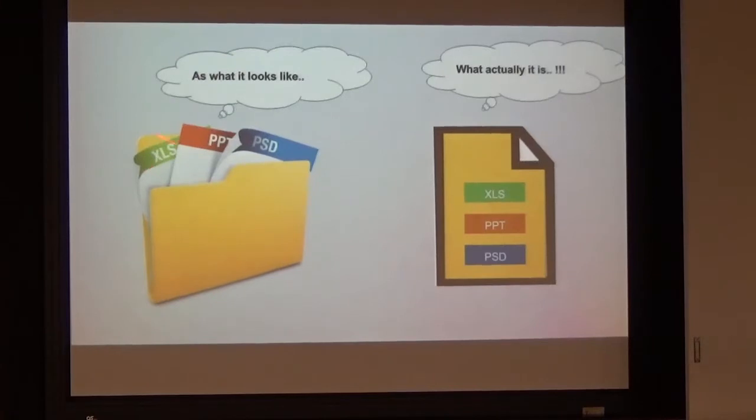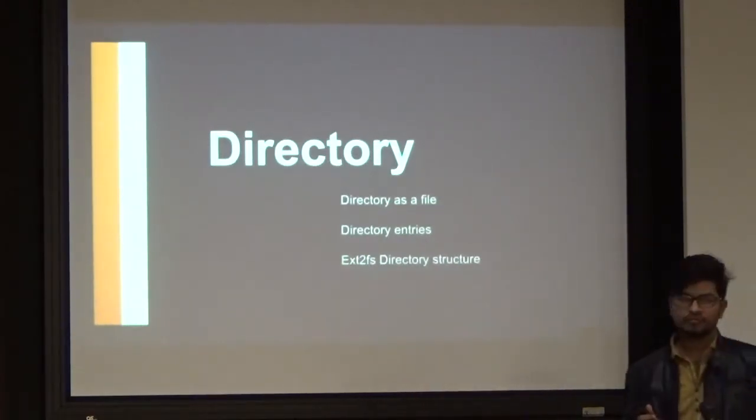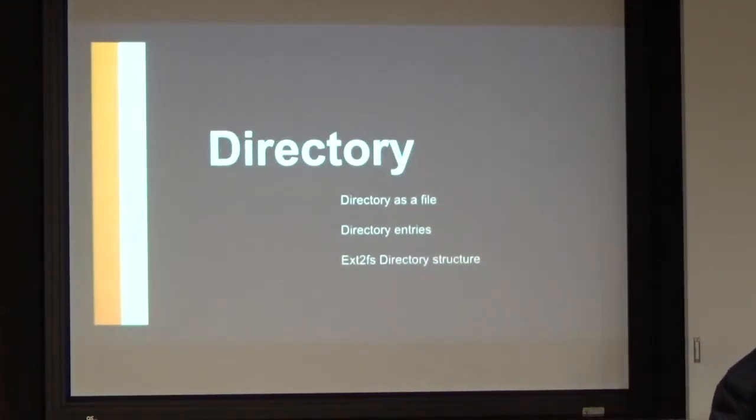So for all the files, we have the corresponding entries. That entry would contain only the file names or subdirectory names and not their data. So here we have a list of directories, subdirectories or files, and that list can be of type linked list or array. In Ext2FS, the directory structure is a kind of linked list.